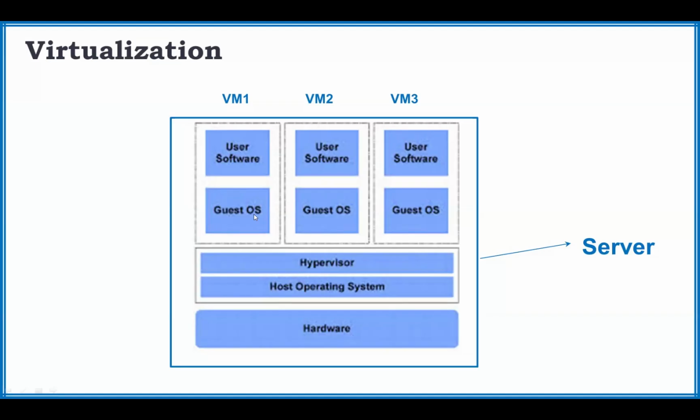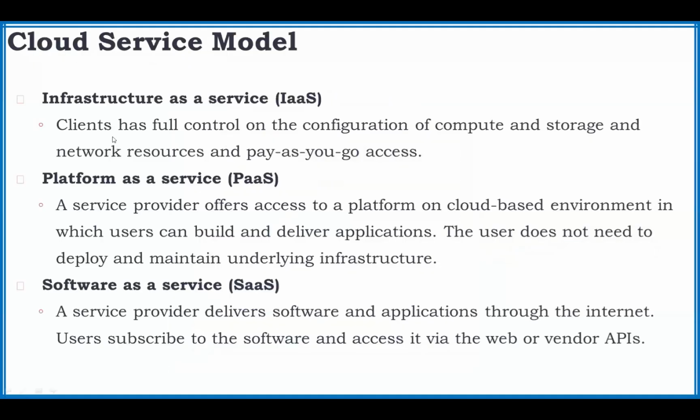And that is how cloud services are also giving us services. Cloud has three different models, just to tell you: infrastructure as a service, platform as a service, and software as a service. Infrastructure as a service is one in which the client has full control over the configuration of compute, storage, and network resources, and we pay as you go. Like in AWS we have EC2. EC2 allows us to install another operating system and then proceed further, right? That is how we can work with infrastructure as a service.